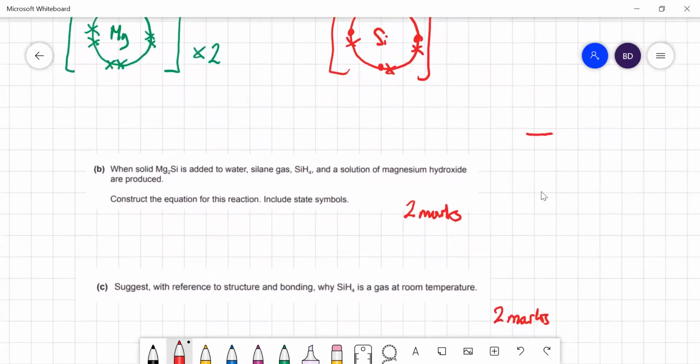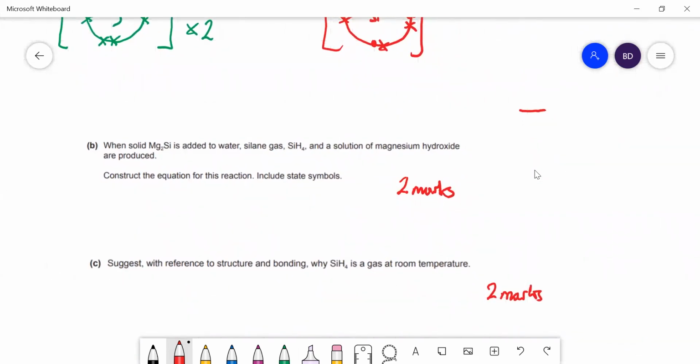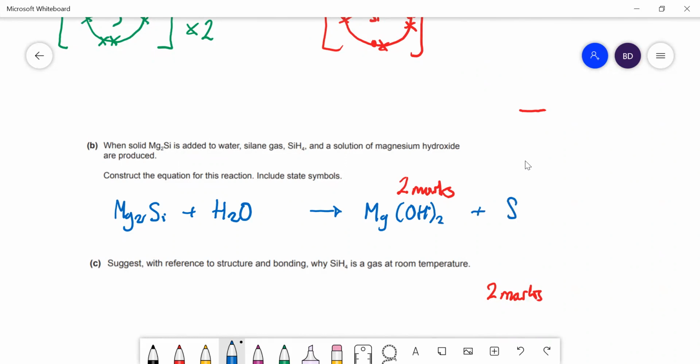When solid magnesium silicide is added to water, silane gas, SiH4, and a solution of magnesium hydroxide are produced. Construct an equation for this. You don't need to know this, but they've given you most of the information. So magnesium silicide is going to react with water. It's going to give us magnesium hydroxide, which has got that formula, and it's going to give us silane, which is that.